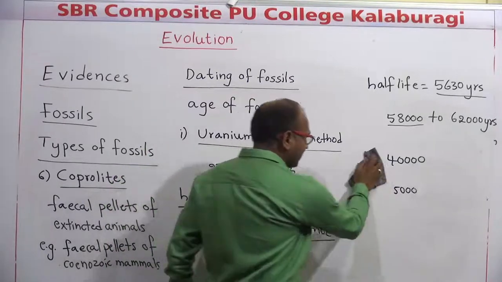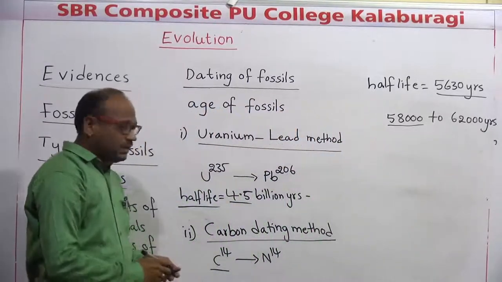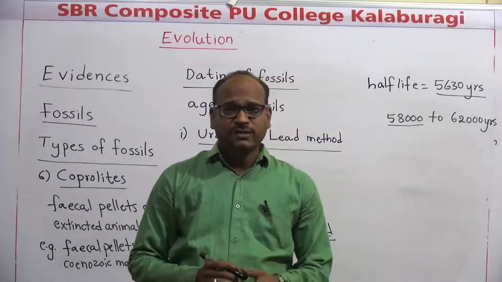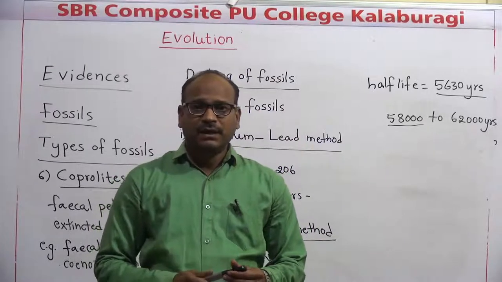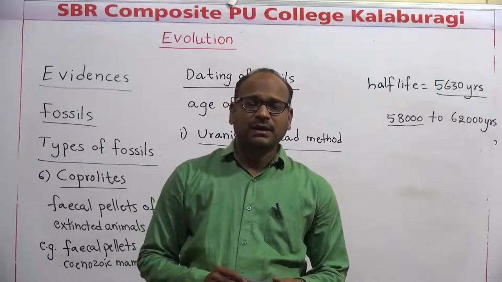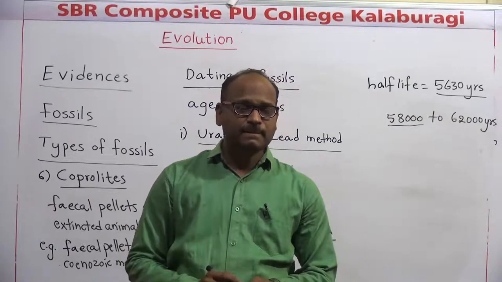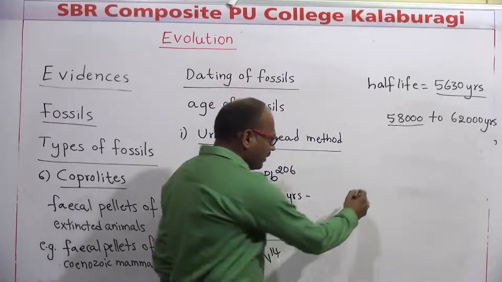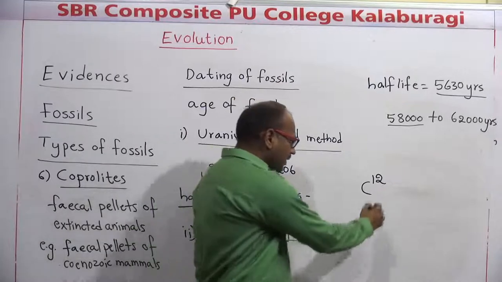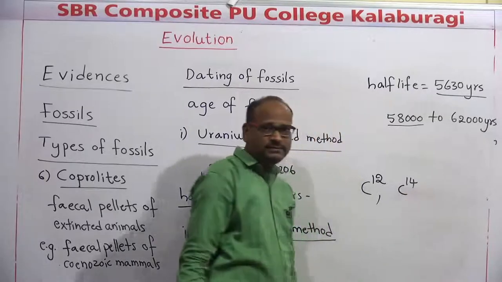Here in the carbon dating method, in the organism's body a lot of carbon is present: in carbohydrates, proteins, lipids, in all organic molecules, carbon is present. In nature, most of the carbon is C12, normal carbon, and a small amount of carbon is radioactive carbon.